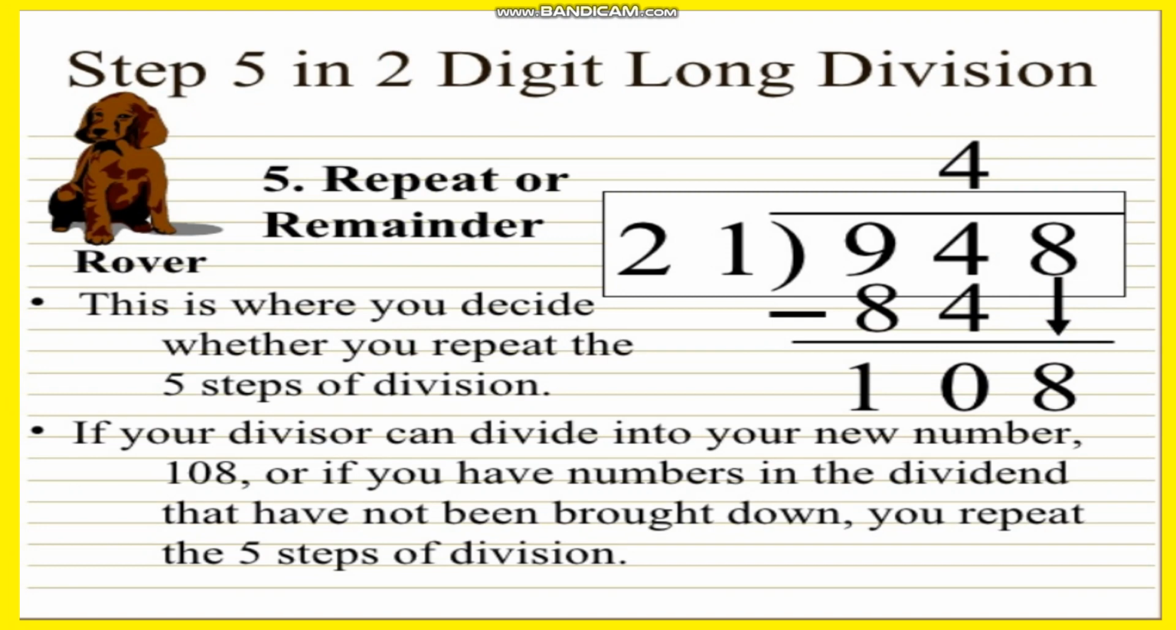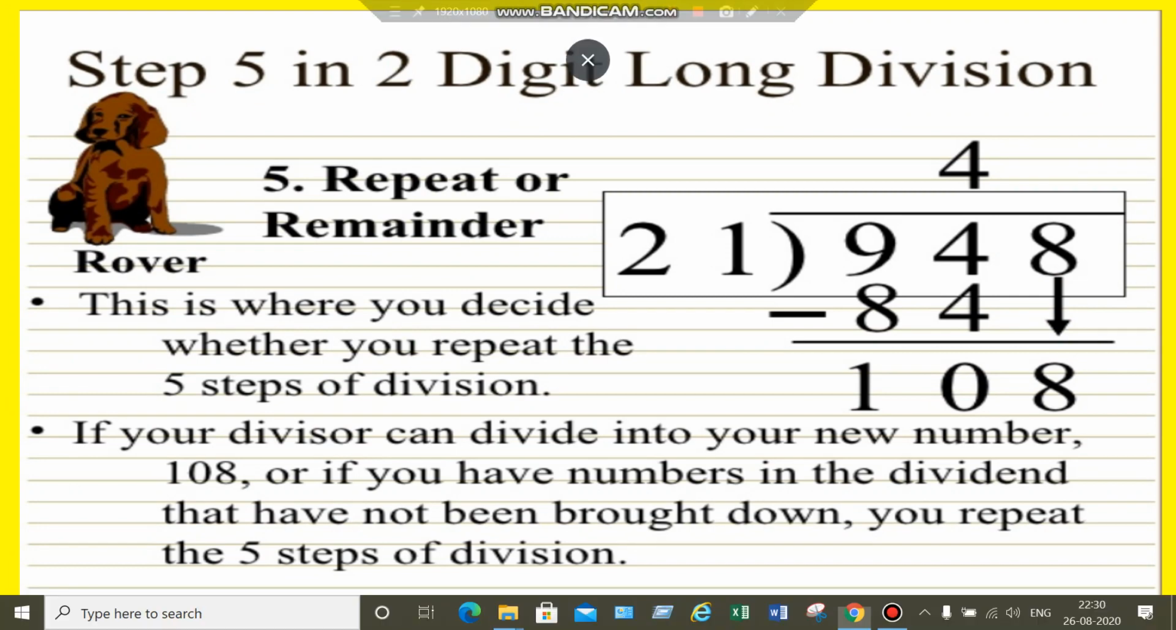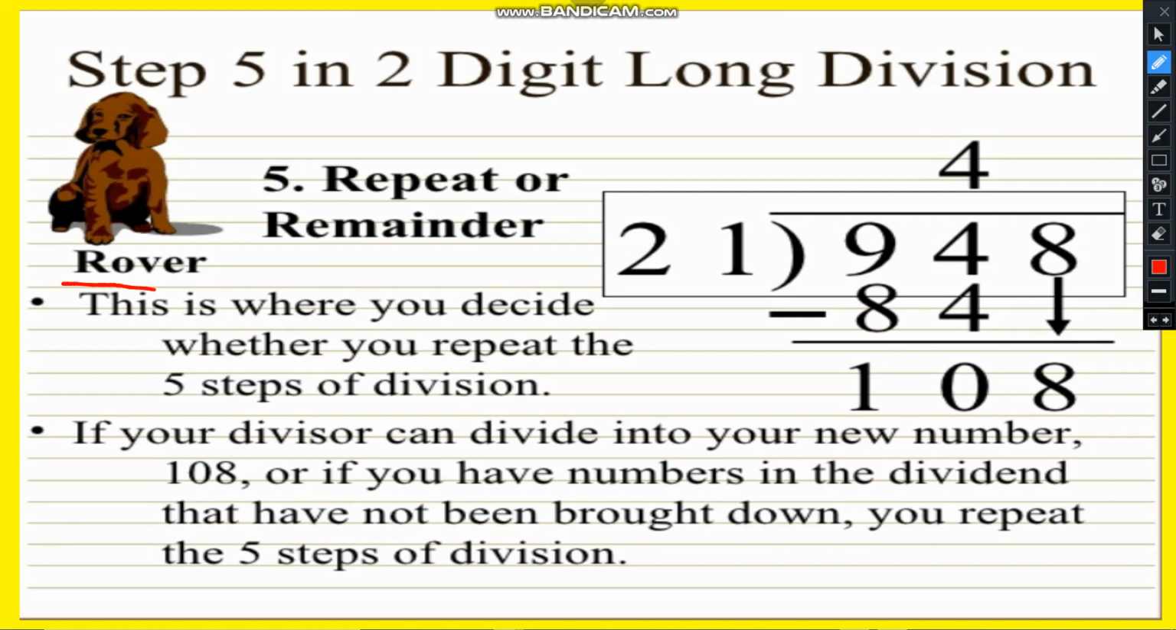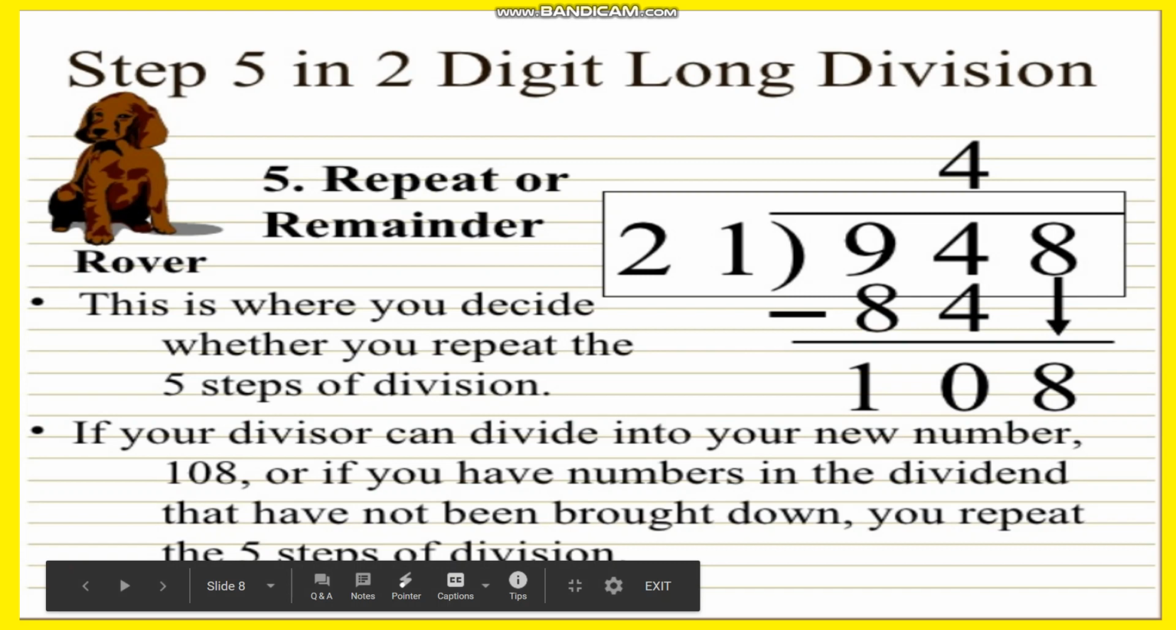Now here comes the important step, that is step number 5, repeat or remainder, which is denoted by our Rover. So with Rover we will remember repeat or remainder. Now over here, this is where we decide whether we have to repeat or we have to continue. If our divisor can be divided, we have the numbers there and we can further divide it, then we need to repeat the step of division. And if it's impossible to divide, then we will just leave it as it is and that will become our remainder. So over here 108 can be further divided.